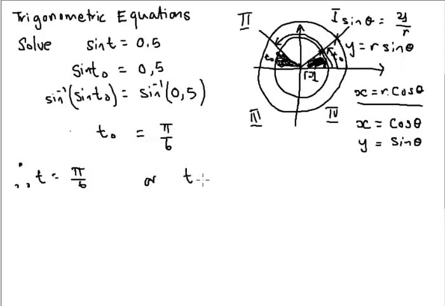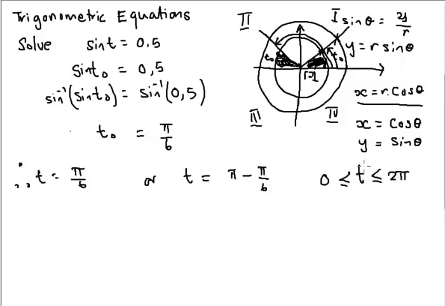Or T is equal to, now this one, whose terminal arm is this one, is going to be pi back T0, which means pi minus T0. So it's going to be pi minus pi over 6. Then I've got my two angles there. In this case, I'll be talking about T which is between 0 and 2 pi. Are we together, guys? Yeah.